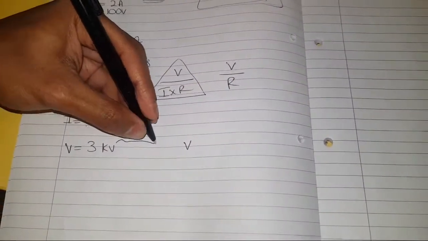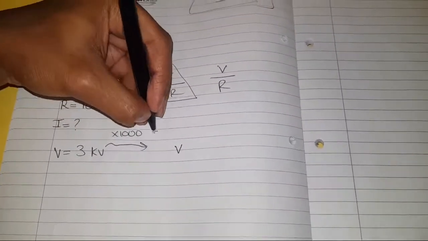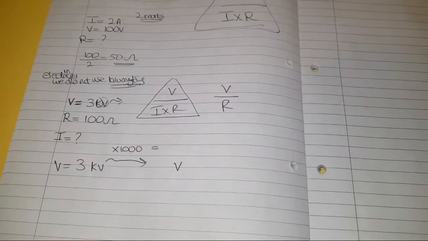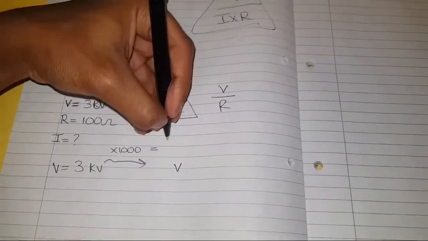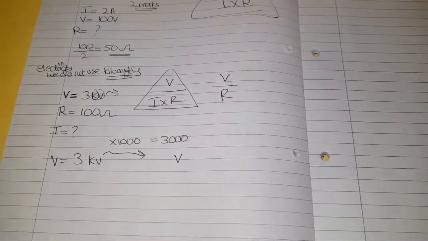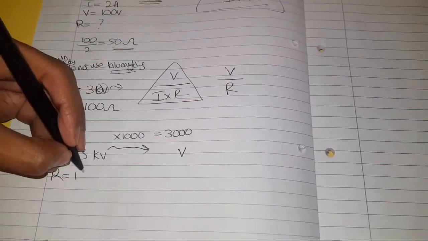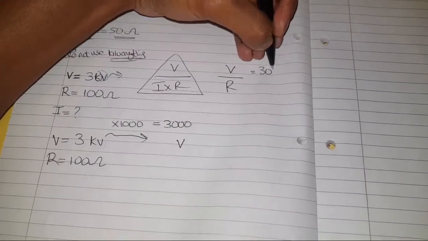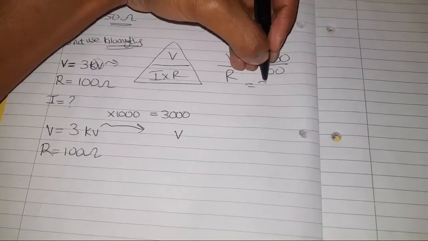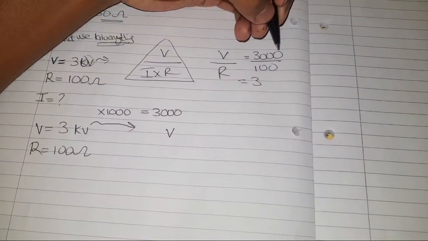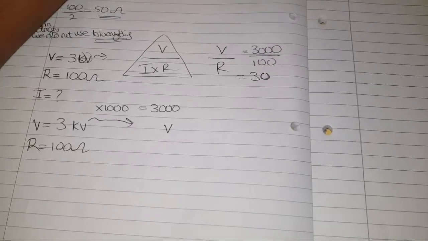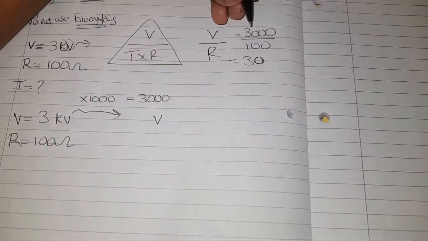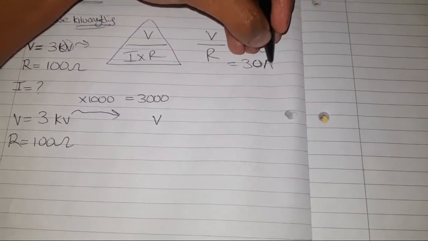So to go from kilovolts to volts, we times by what, 1,000? Remember, if you see kilo anything, always times it by 1,000 when we deal with electricity. So we get 3,000 volts. And then R is just R, which is 100. So you have to do 3,000 over 100, which gives you 3. Hold up, it doesn't give you 3, it gives you 30. Josh was correct. So you get 30.